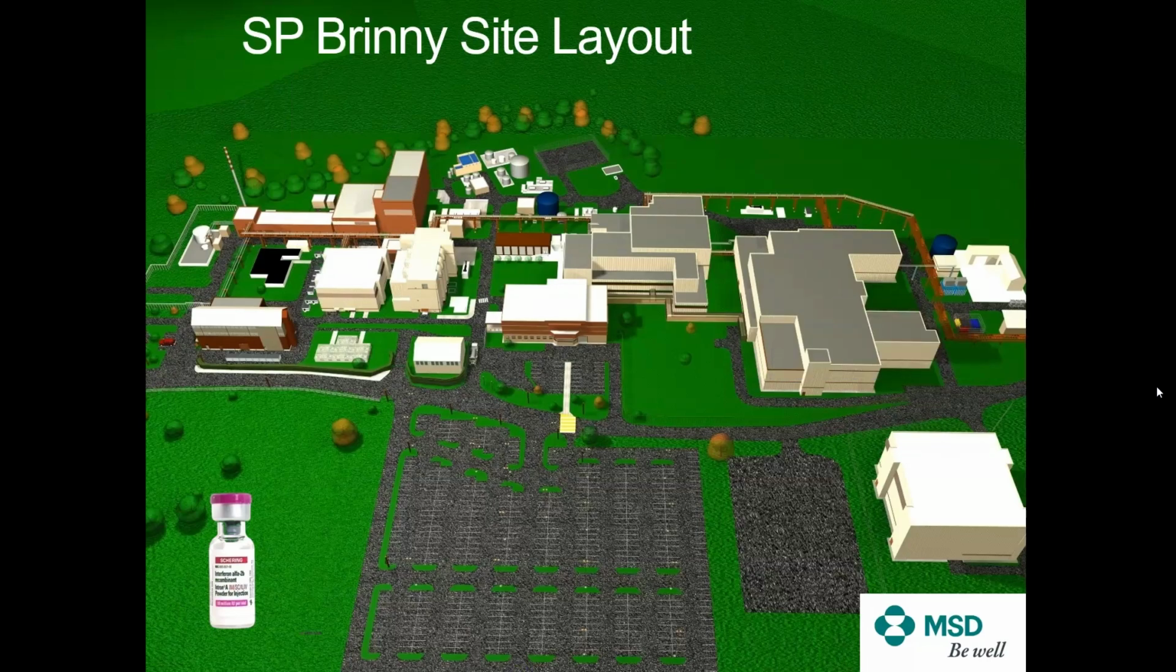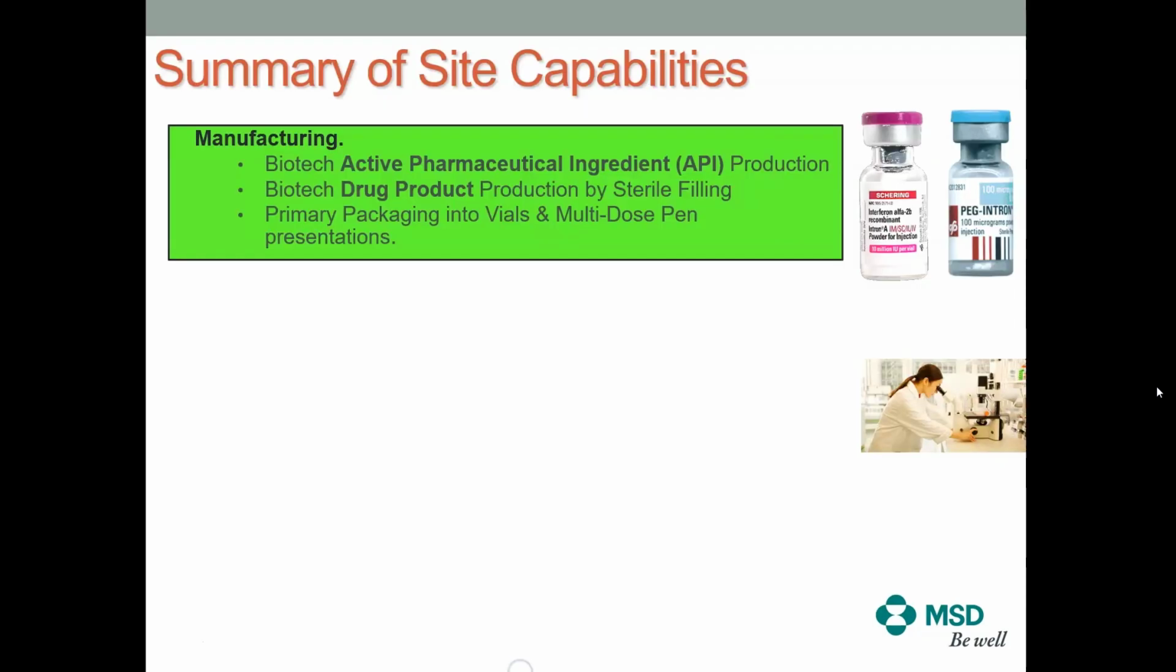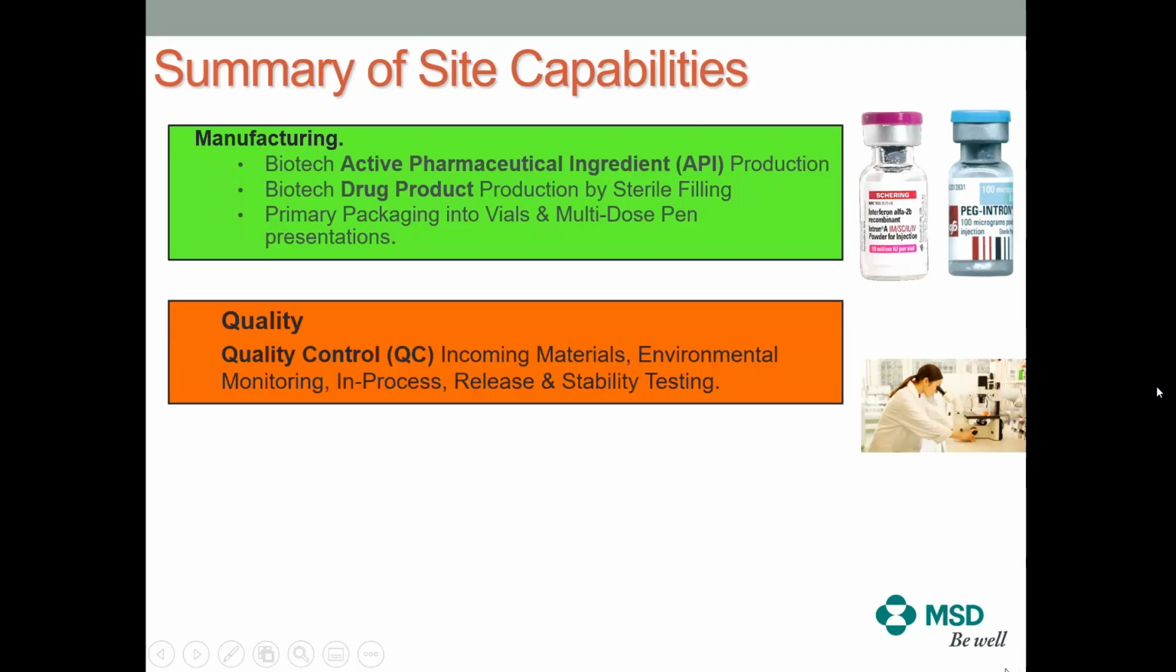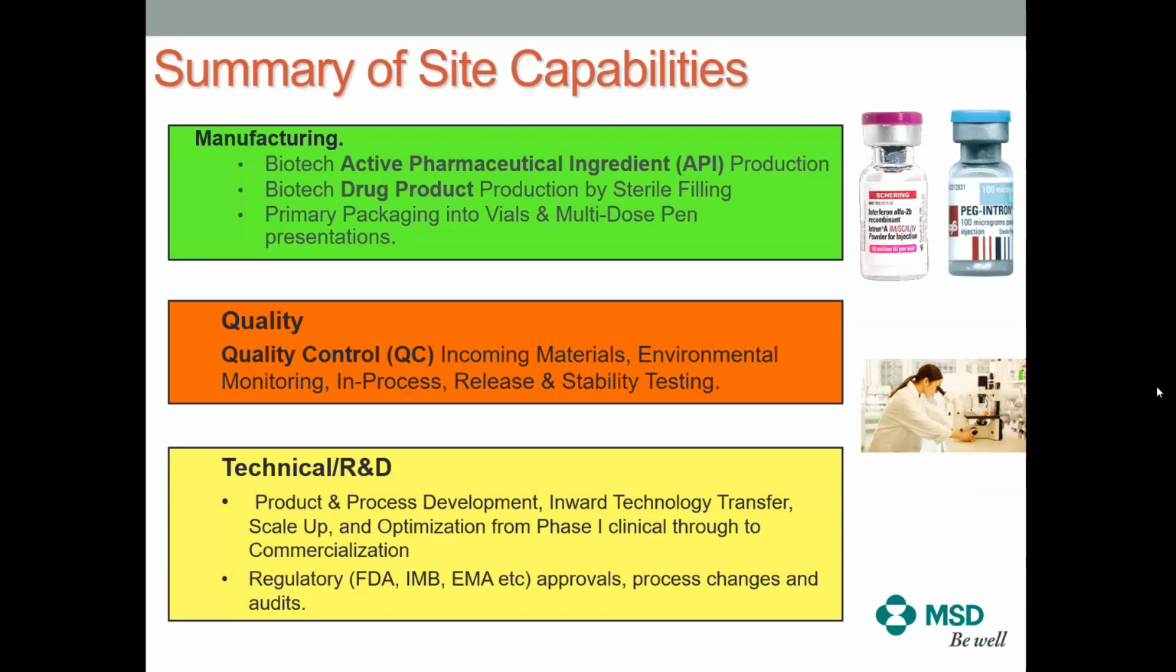So you can see there's quite a large number of unit operations occurring in a site. On this particular site, you've got manufacturing, you've got a bioactive pharmaceutical ingredient, so that's API manufacturing, production occurring. There's a biotech drug product production by sterile filling, and there is primary packaging into vials and multi-dose presentations. You've got the quality control. They look after the incoming materials, environmental monitoring, the in-process sampling, the release and the stability testing as well.